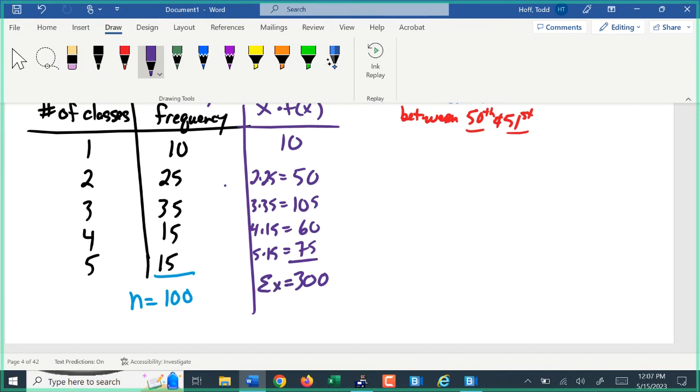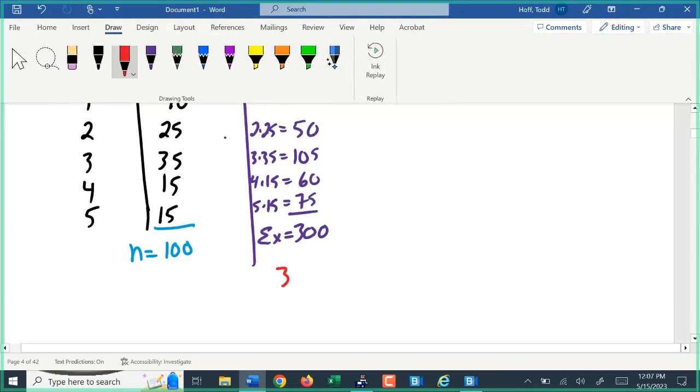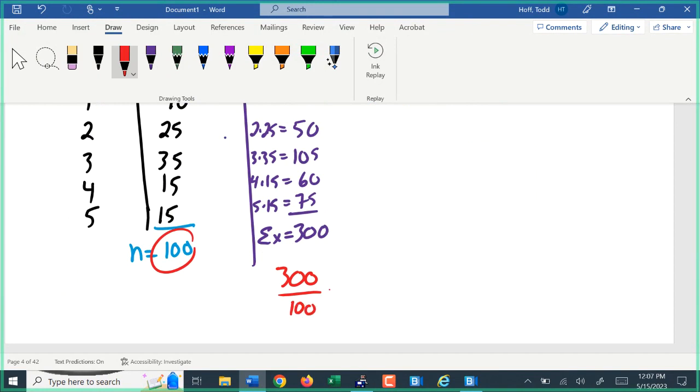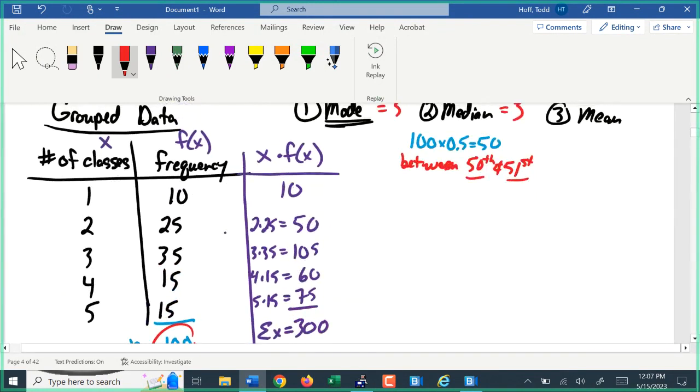And to finish off the mean, remember we divide that sum, 300, divided by the total, 100, giving us a mean of 3. So the average number here is 3 again.